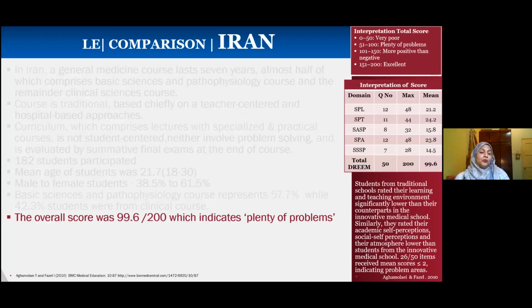The overall score was 99.6. So practically, most of the students didn't give very good scores, as we have seen in the tables over there. They were not very happy with the learning environment.